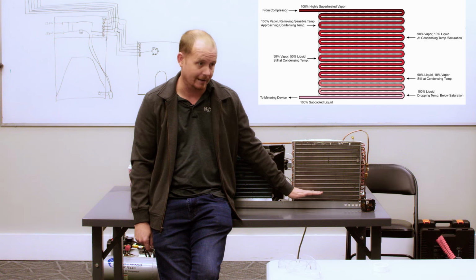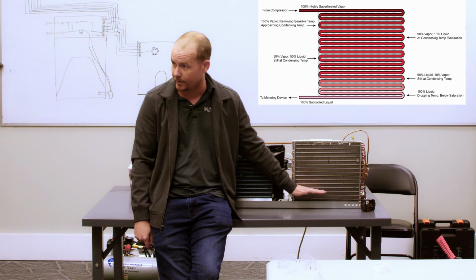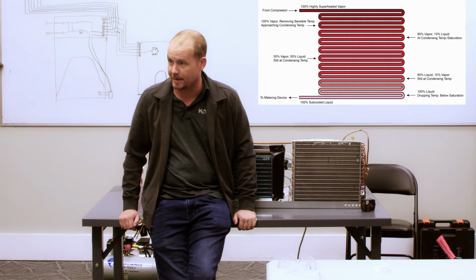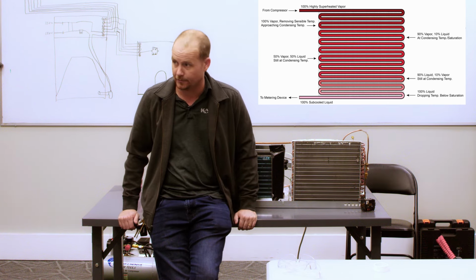Because our systems don't have receivers in them. The bulk of the equipment we work on in air conditioning doesn't have a receiver in it. So the liquid is stored in the liquid line and in the bottom of the condenser. That acts as basically our liquid storage tank for the system when it's running. You guys following me so far?